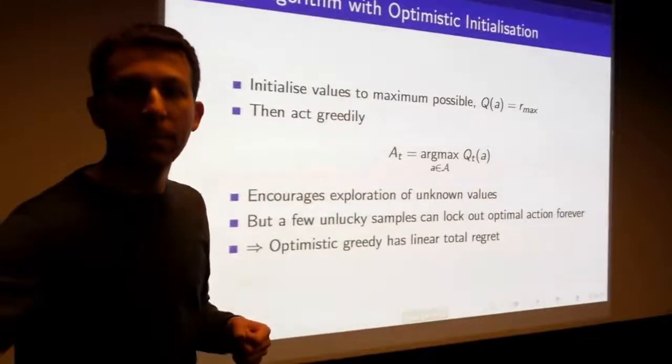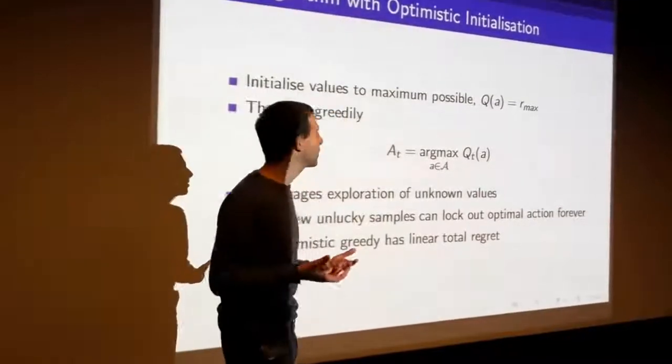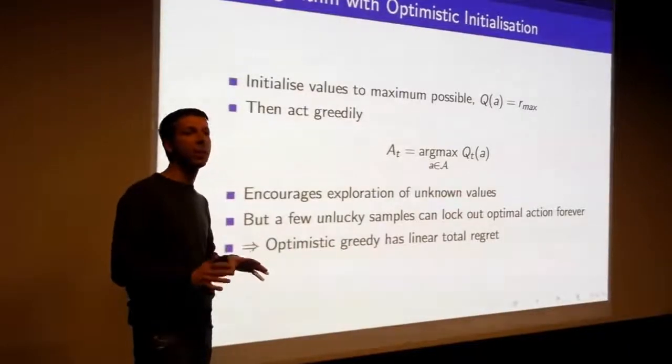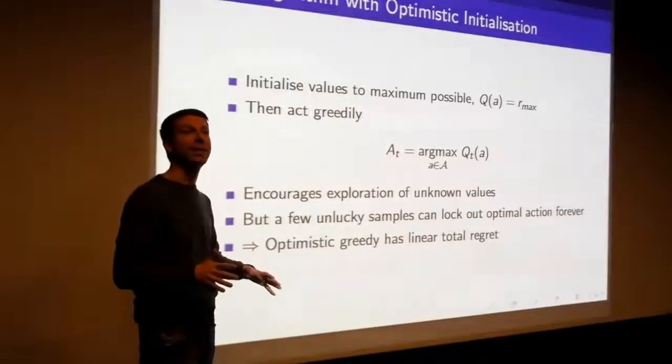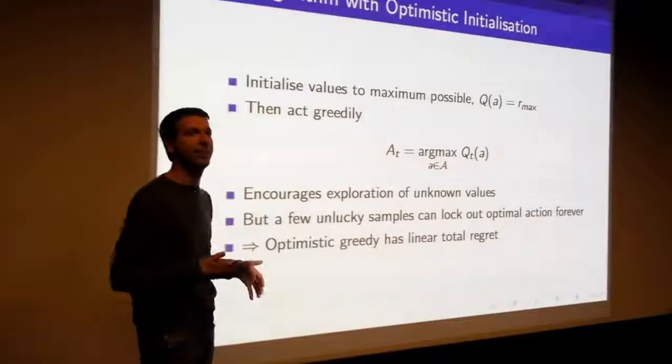So what happens if we try and be clever? So the first idea to be clever is to use optimistic initialization. This is a really well-known algorithm, and actually this is a really good idea. So I don't want to give the impression this is a bad idea. This works quite well in practice. There are lots of applications where it's quite hard to beat this.